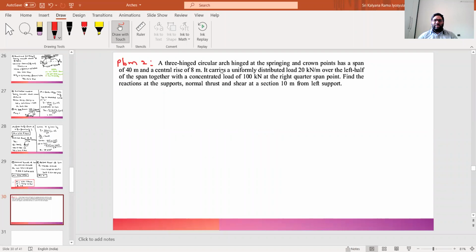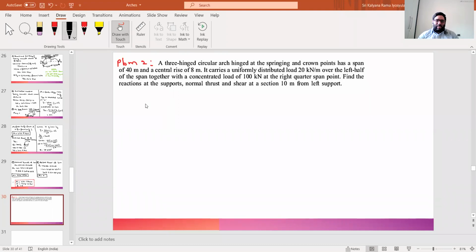So this is the problem. A three-hinged circular arch, hinged at the springing and the crown points, has a span of 40 meters and a central rise of 8 meters. It carries a uniformly distributed load of 20 kilonewton per meter over the left half, with a concentrated load at the right quarter span point. Now find the reactions, normal thrust and shear. So we just need to calculate reactions first, then normal thrust and radial shear. Moment is not required for this case.